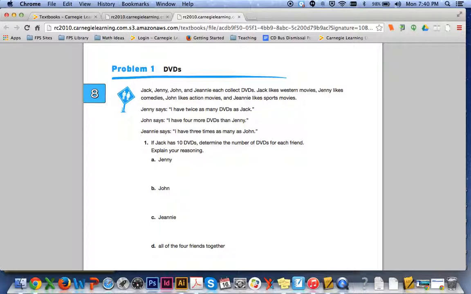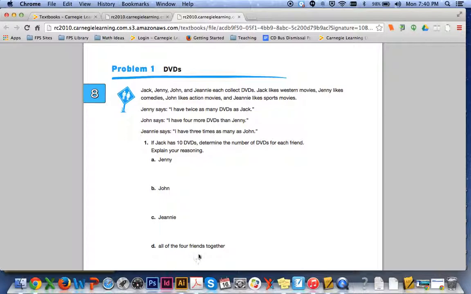John says I have 4 more DVDs than Jenny. Well, we just said that Jenny had 20 DVDs, so that would mean that John would have 24. Now, Janine said that I have 3 times as many as John. Well, if John had 24 DVDs, Janine would have 24 multiplied by 3 DVDs because she has 3 times as many. So 24 multiplied by 3 would equal 72 DVDs.